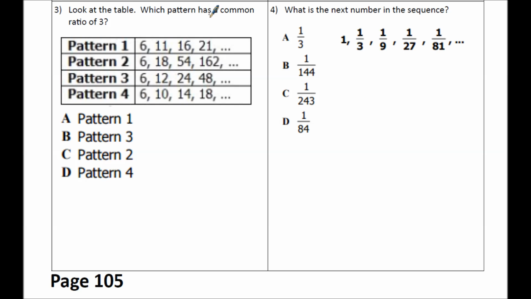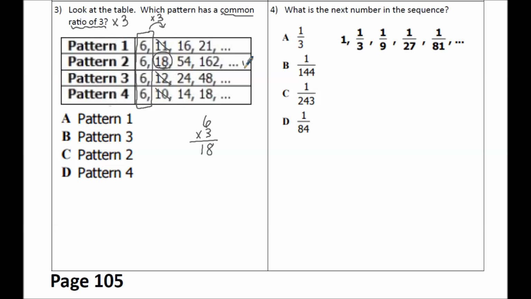Look at the table. Which pattern has a common ratio of 3? So this is knowing your vocabulary and knowing that a ratio means that we're going to be multiplying by that number. So we're looking at the first term, which is 6 in each of those patterns, and I want to multiply by 3. And I know that 6 times 3 is equal to 18. And the only pattern that has term 2 equal to 18 is pattern 2.